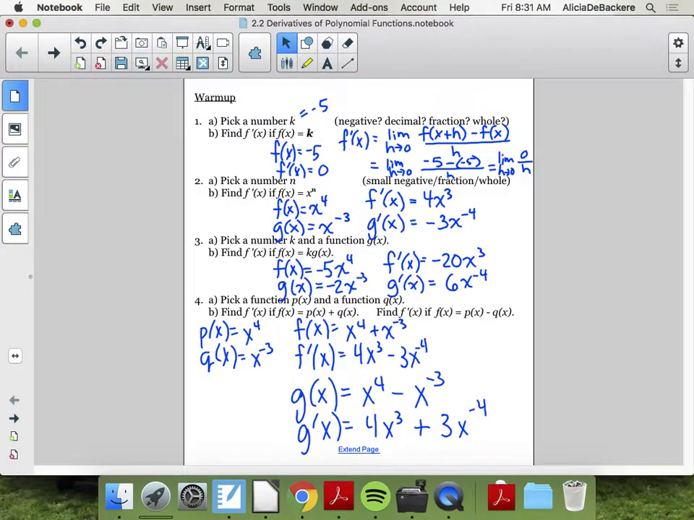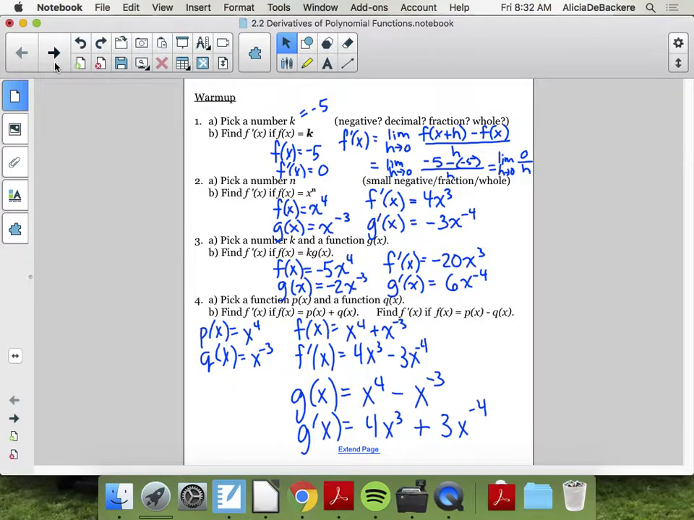So the pattern there that I can see is that by adding the two functions or subtracting the two functions, the derivative is really just the sum or the difference of the two derivatives. So I can take them separately and then do the addition at the end if I'd like.